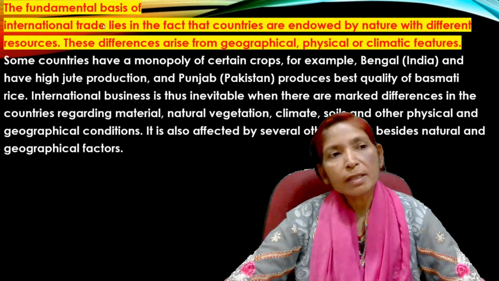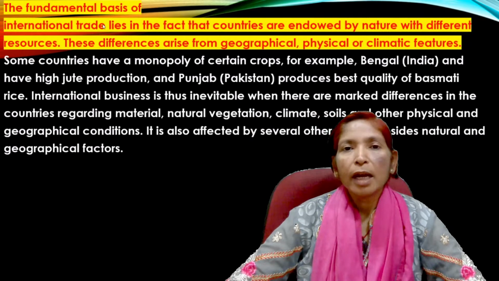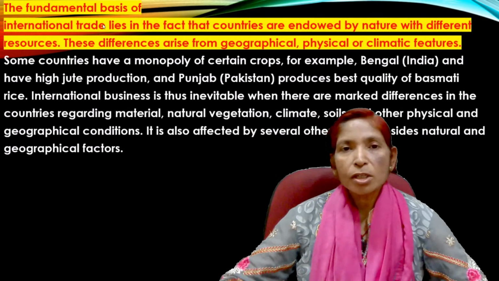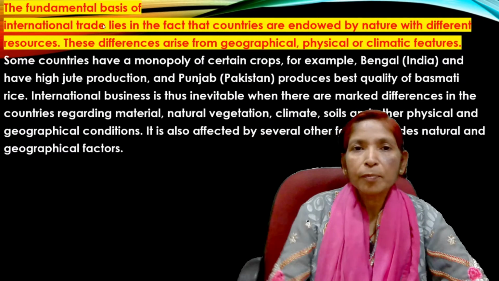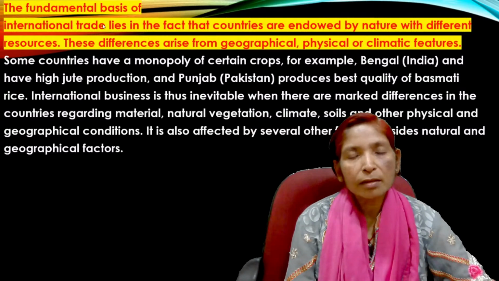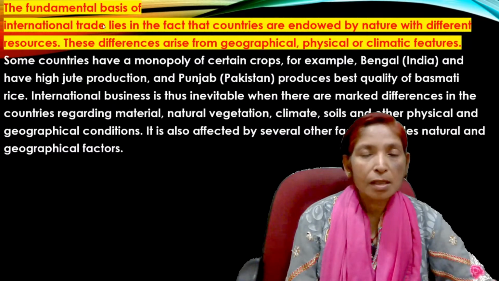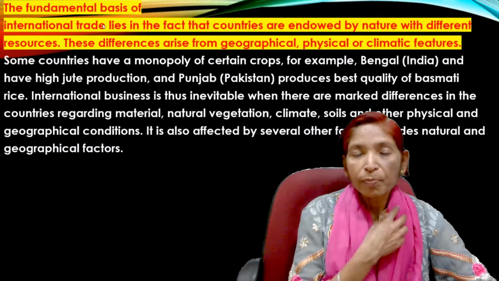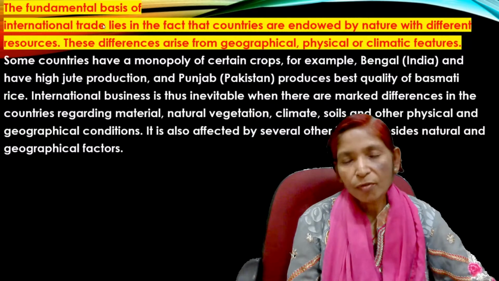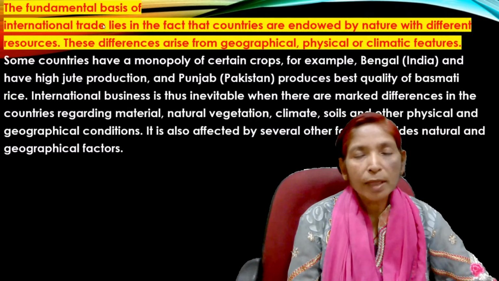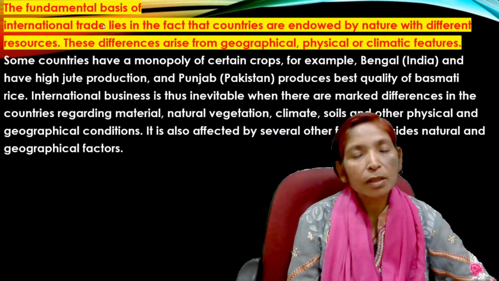Now, the fundamental basis of international trade lies in the fact that countries are endowed by nature with different resources. Resources are not equally distributed or allocated by God in the whole world. Some countries are rich in some good things and some countries are poor in natural resources. For example, Japan has no natural resources and the African continent is very rich in natural resources.